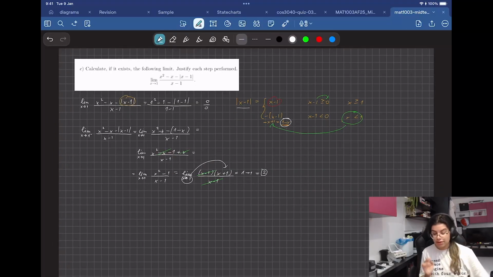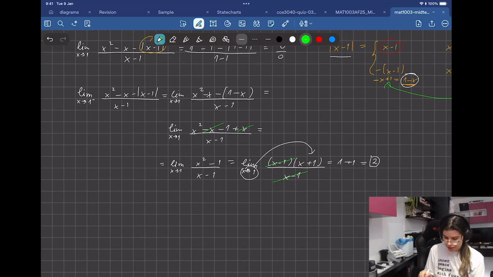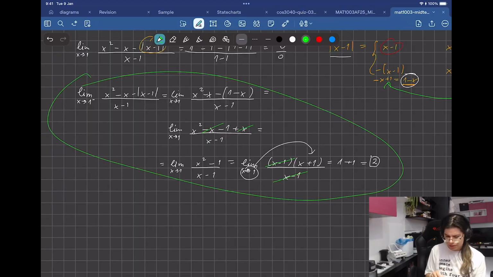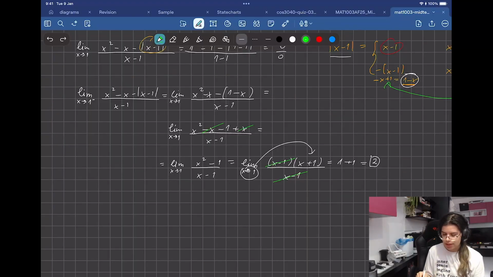But that's not your final answer. Keep in mind that this is only the left-sided limit. The left-hand side limit is what it's called. But now I need to go back and actually calculate the right-hand side limit.